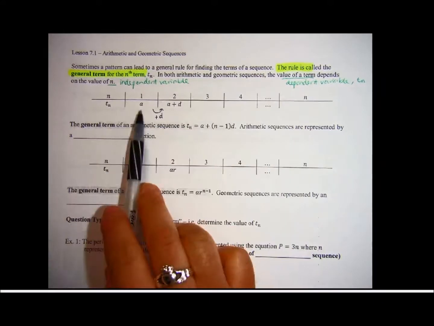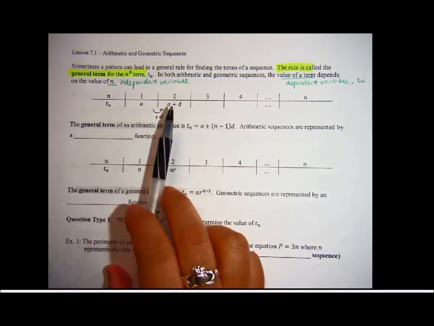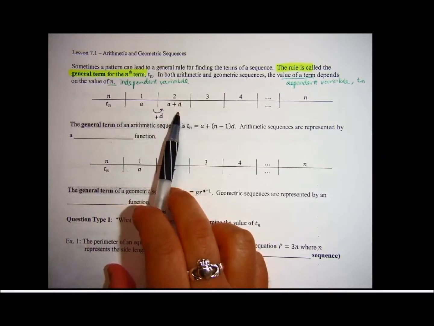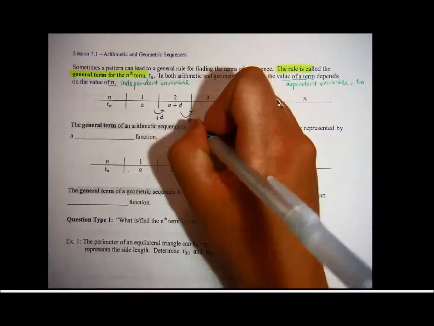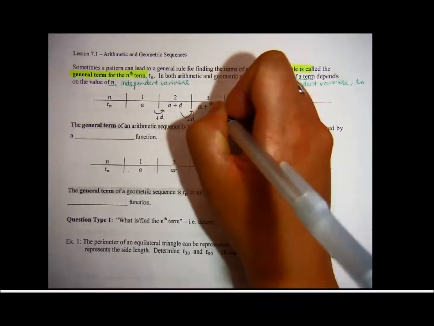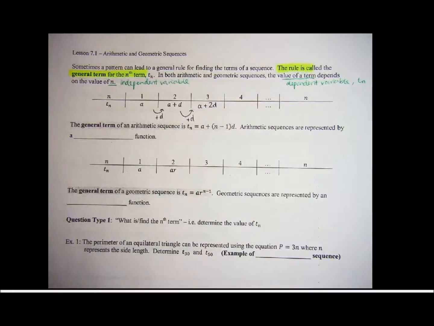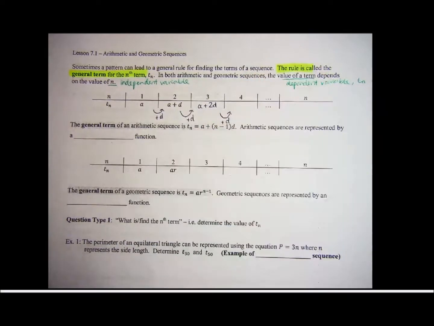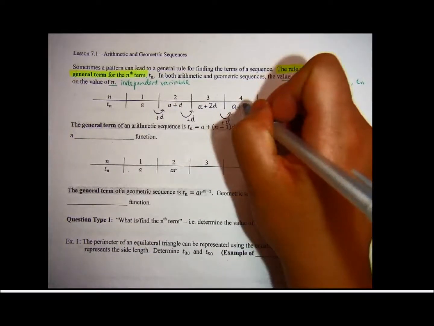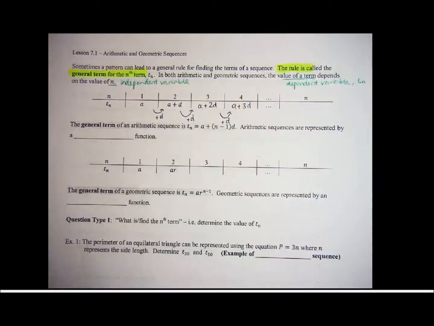So if the first term we start with is a, then for the next term we would add d to a, so then we get a plus d. That's the second term. The third term is going to be another d added on, so if we simplify, that would be a plus 2d. And then the fourth term, we would add another d, so then we get a plus 3d right there.